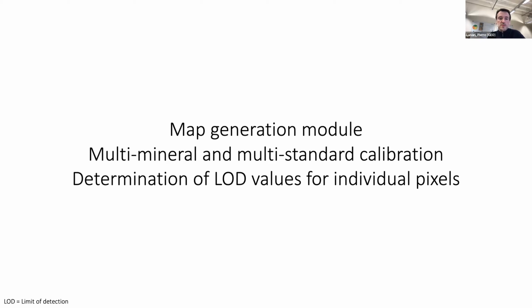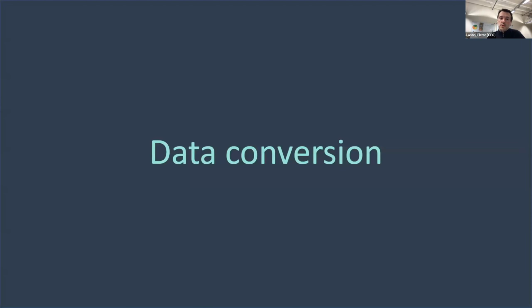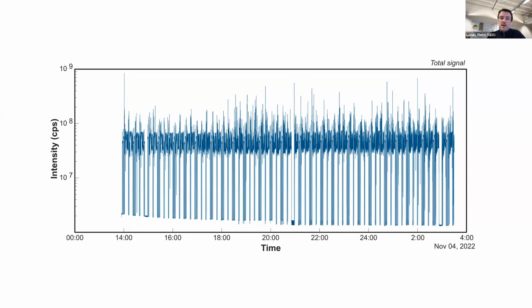So let's start with the first part, that is the data conversion, how we go from this signal that has been recorded. Here you can see the time on the x-axis and the intensity on the y-axis, and we are looking at the total signal over a measurement time of about 14 hours. And how do we go from this signal here to an intensity map for each element? Here we recorded 38 elements in this experiment.